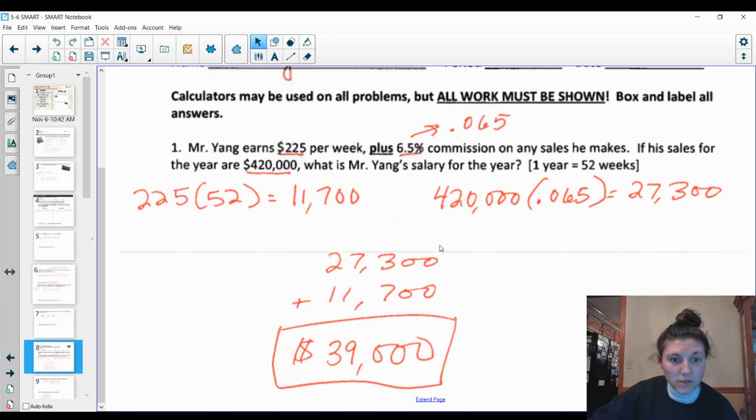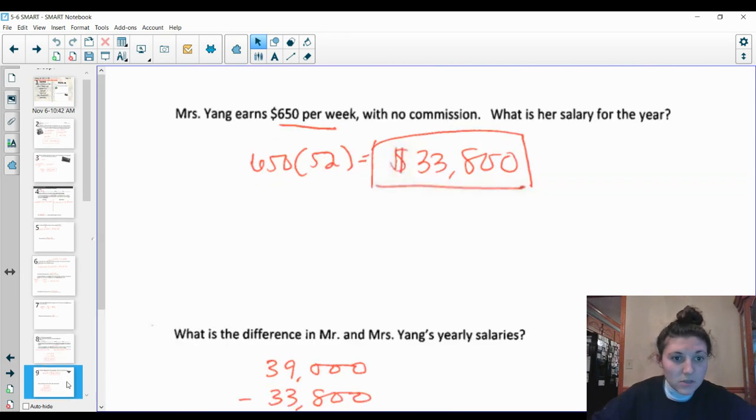So this first one, you should have first done 225 times the 52 weeks in a year, which is 11,700. Then you had to take the sales for the year, which was $420,000, and multiply by that commission percent as a decimal. 6.5% is 65 thousandths. So you multiply that, you get 27,300, and then you add those to get a grand total of $39,000. Right? That's Mr. Yang.